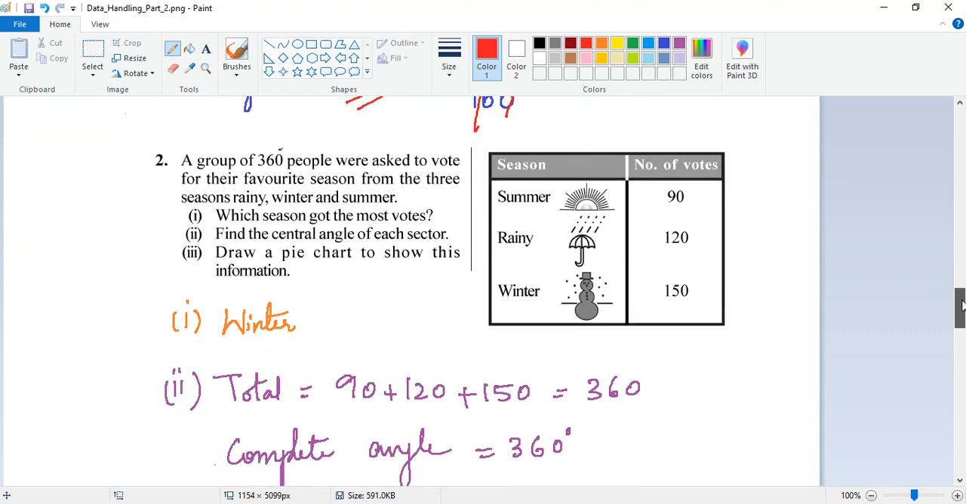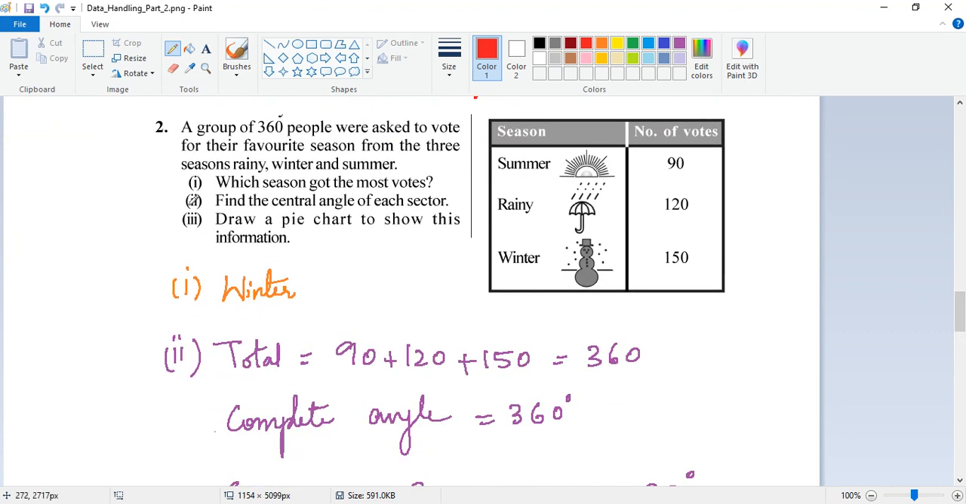Now come to question number 2. A group of 360 people were asked to vote for their favorite season from 3 seasons: rainy, winter and summer. Okay, so 3 different seasons were given, and they were asked randomly which season do you like? So it was asked from 360 people. They said that 90 of them said summer, 120 of them said rainy, and 150 of them said winter. Now they are asking you, which season got the most votes? So obviously it's winter. So that's what I've written.